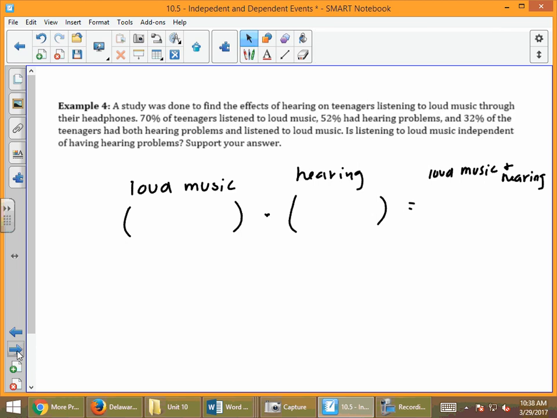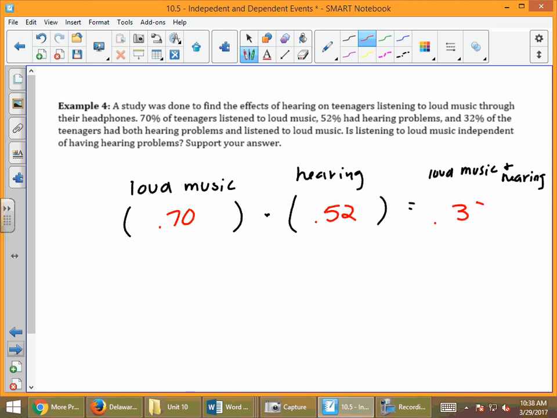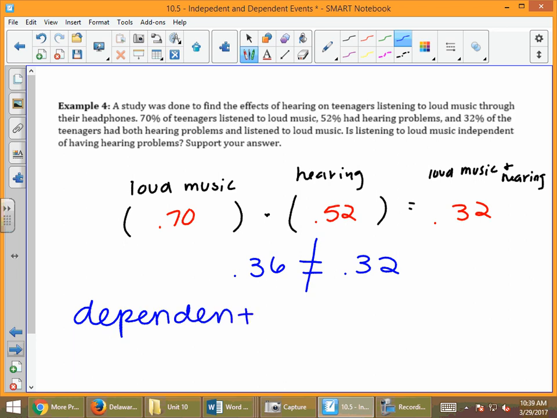What's the probability of loud music as a decimal? 0.70. Just put the decimal point out in front. What's the probability of having hearing problems as a decimal? 0.52. And the probability of both as a decimal? 0.32. We multiply them together: 0.70 times 0.52 is about 0.36. Does that equal 0.32? They're not equal. So are these independent or dependent? Dependent. Listening to loud music affects whether or not you're going to have hearing problems. If you got 0.32 equals 0.32, that means listening to loud music has nothing to do with whether or not you have a hearing problem. There's no relation.